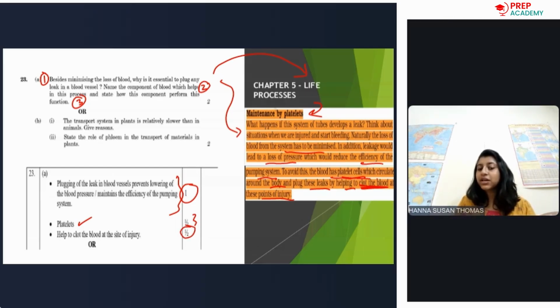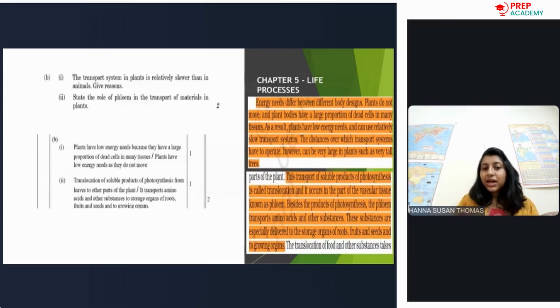So total 1 plus half, 2 marks. Okay, then comes the B part of this particular question. So it has got two subparts. All these questions come under the chapter life processes. The transport system in plants is relatively slower than in animals, give reasons.